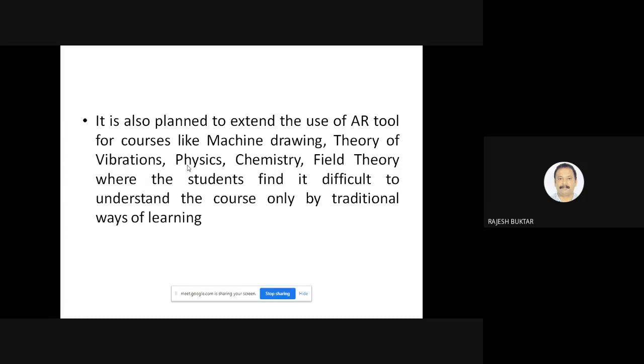So you can see in this slide, I have also given the future, what can be done in all engineering colleges. It is also planned to extend the use of the AR tool for courses like machine drawing, theory of vibration, physics, chemistry, where students find it difficult to understand the course only by traditional ways of learning. Therefore, this is also one technology where you can bring fun in learning. A lot of students have smartphones, so leveraging AR technology, fun in learning can be brought and the interest in the subject can be enkindled.